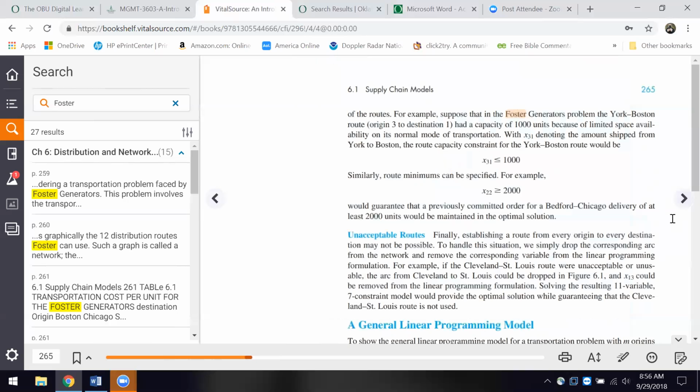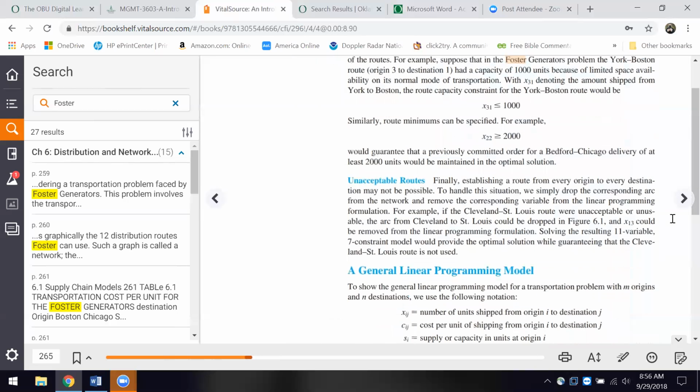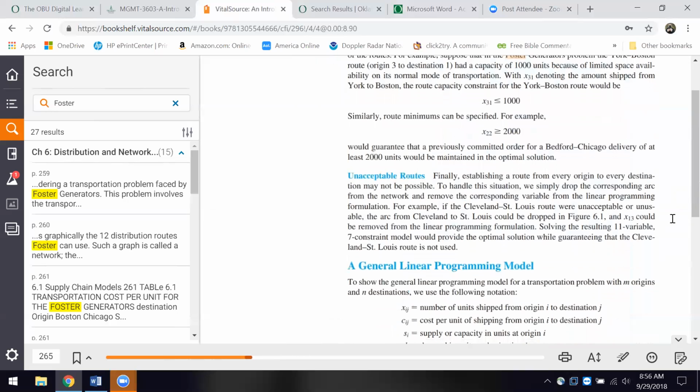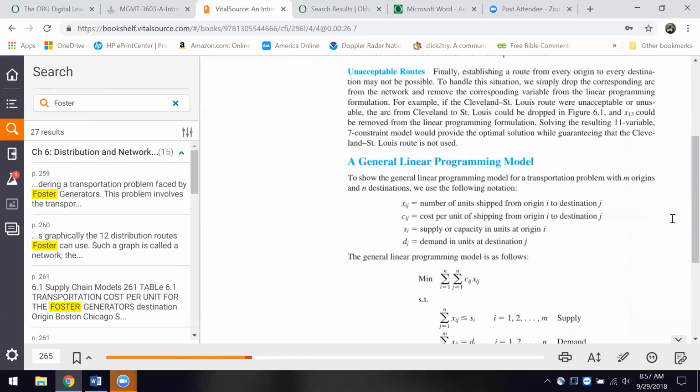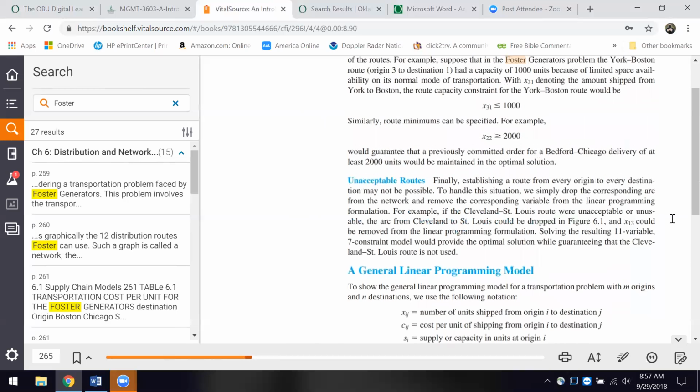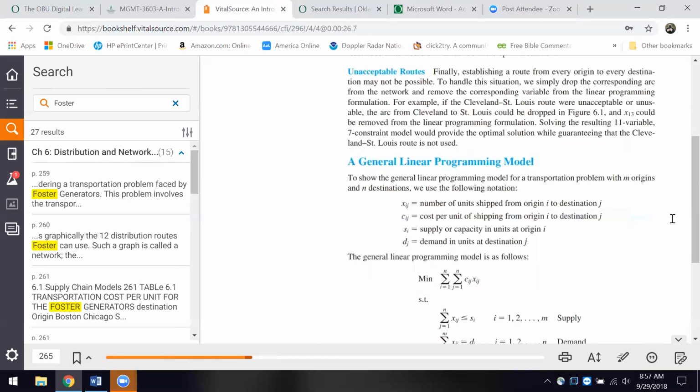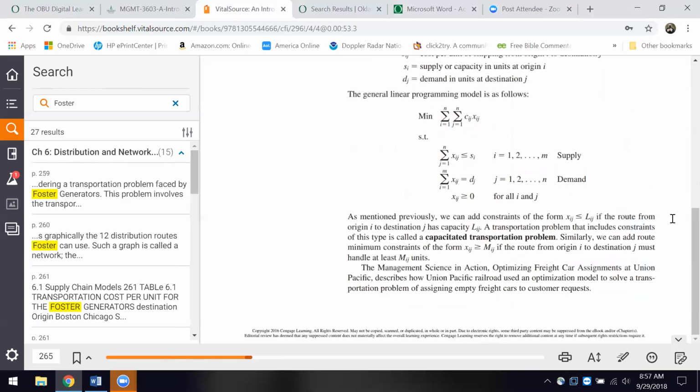We look at some examples they give us on route minimums. Then they tell us some unacceptable routes, those that, instead of minimizing costs, add to costs. All right. Then they give us the general LP problem.